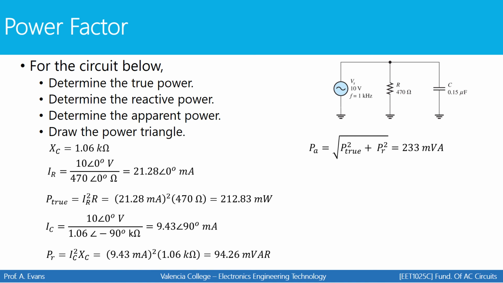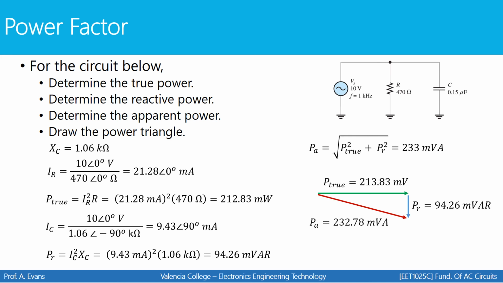Next, I'm going to draw the power triangle. My true power is the horizontal axis, the reactive power is the vertical, and the apparent power is the hypotenuse. I know that this triangle has to point down because this is a parallel RC circuit. Then I can use some trigonometry to figure out what theta is.